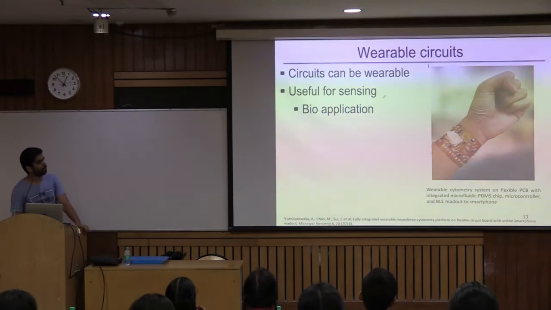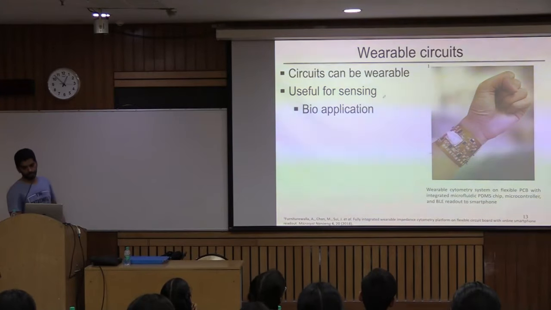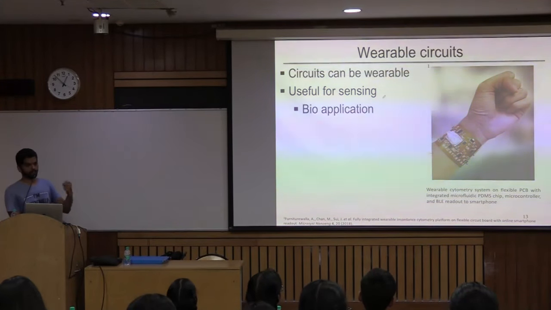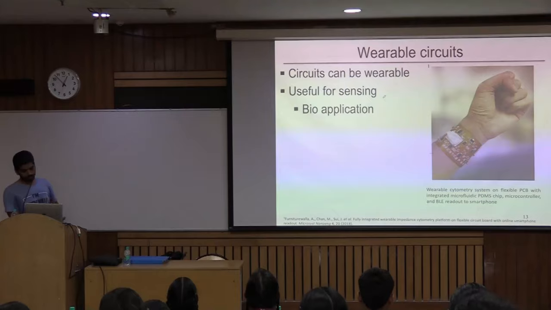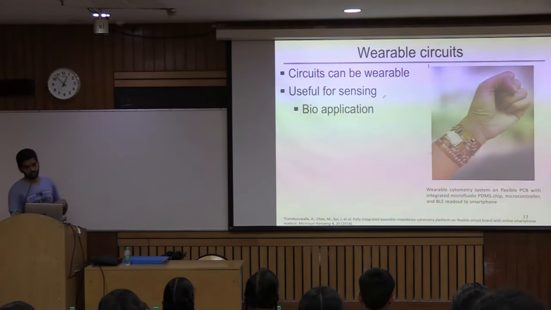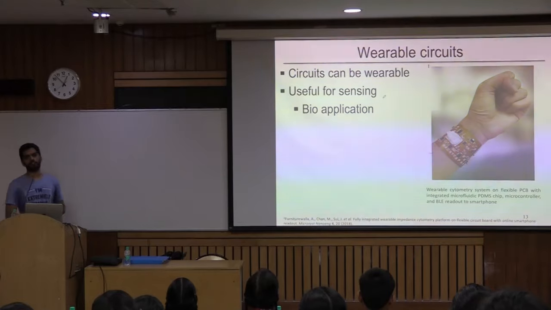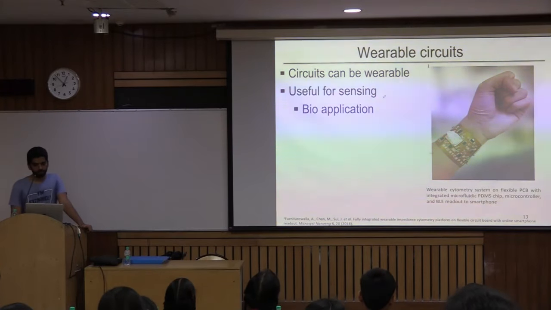This is another example of wearable electronics. Like a person is just wearing the electronics, the way you wear any bracelet or something. It can be just worn like this. And then, for example, in this case, this is essentially a microfluidic PDMS chip, which basically is sensing a lot of information related to your muscle movements and all.